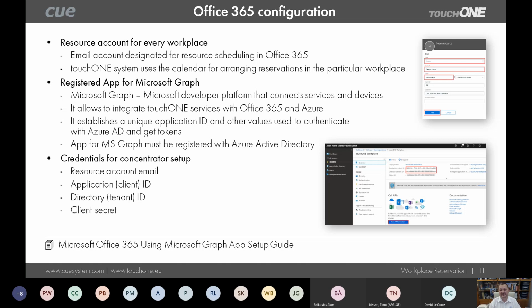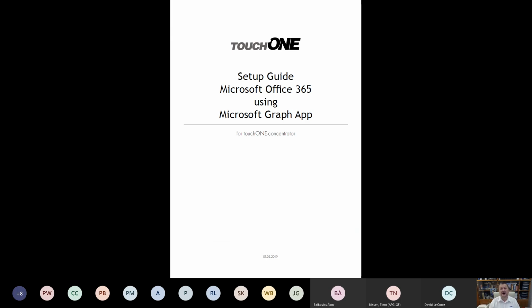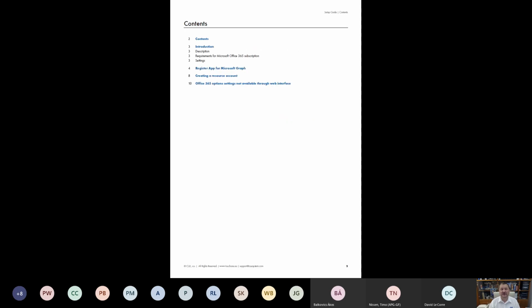The Microsoft Office 365 using Microsoft Graph App Setup Guide is a PDF file which is available on our website, touchone.eu, in the resources for download. I'm also jumping onto this document. Here you can see on your screen the title page of this document, describing what is necessary to do with Microsoft Graph and Office 365. So, going briefly through the details, here is the content.